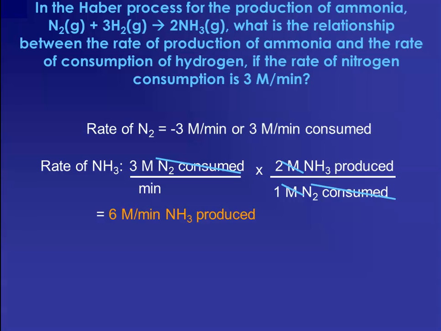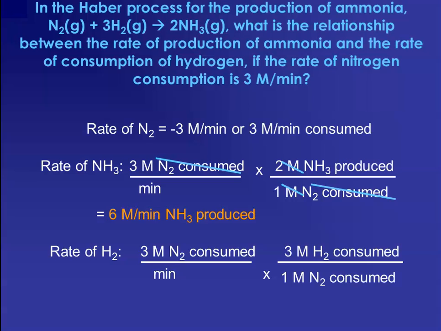You could start with the ammonia. I like to go back to what I was given, just because there's no debate about that value. And in case I made a mathematical error, I'd rather start with something that I know is absolutely guaranteed. So I'm starting with nitrogen, but you could do this with ammonia as well. The nitrogen ratio to hydrogen is 1 to 3. So the nitrogens cancel, the molarities cancel. I do my math and I get that for every 3 molar per minute of nitrogen being consumed, 9 molar per minute of hydrogen is consumed, or that value would be negative 9 molar per minute.